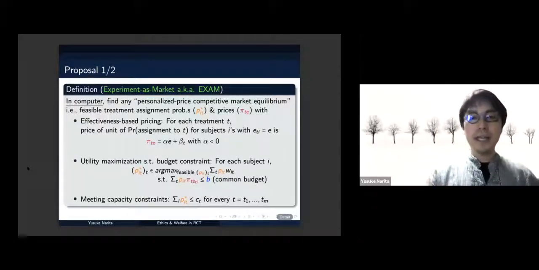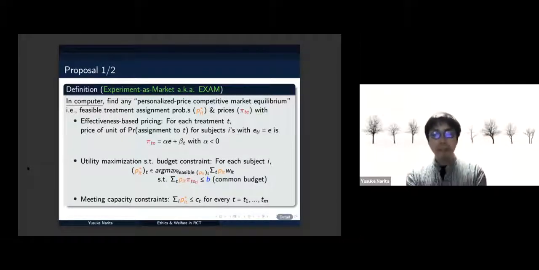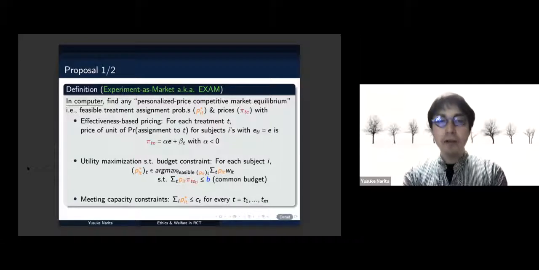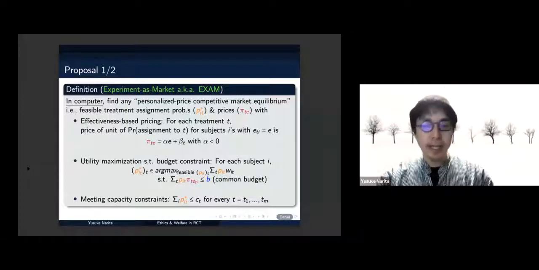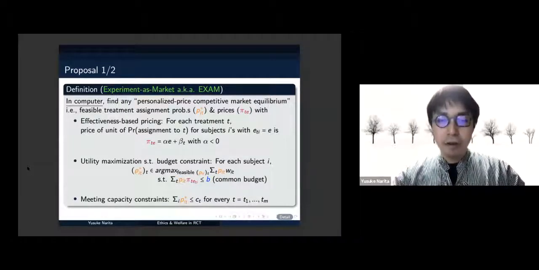Then, given these personalized prices, each subject is going to solve a constrained utility maximization problem. Specifically, this P star_IT is the probability that subject I is assigned to treatment T. Then for each subject I, I'm going to require the vector of treatment assignment probabilities to be the solution to the utility maximization problem, in the middle on the right-hand side.